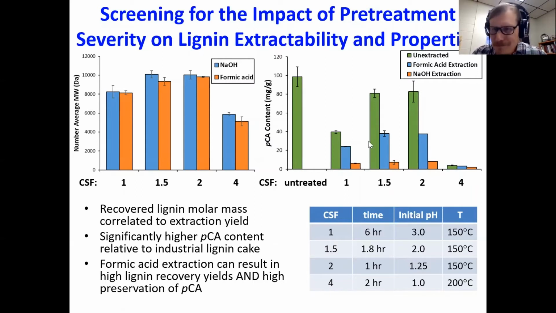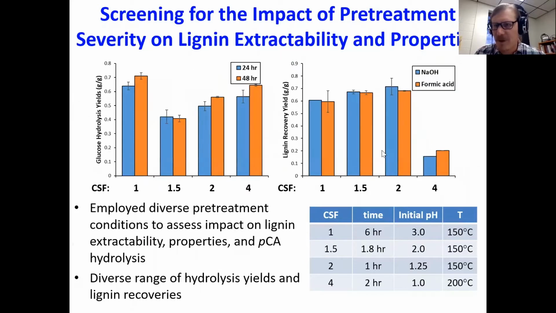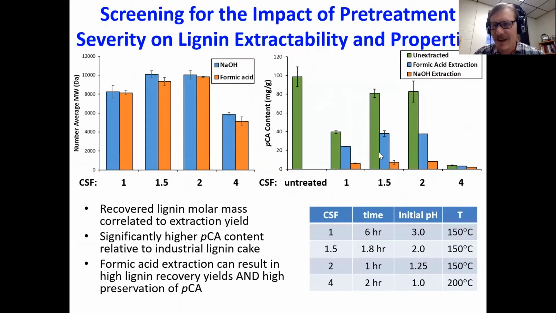However, when you do the extractions, again, like the ethanol versus the NaOH for the industrial lignin cake, you can see here the formic acid is relatively good at both, from this previous slide, both at recovering high yields of lignin relative to the NaOH, and good at preserving the PCA.